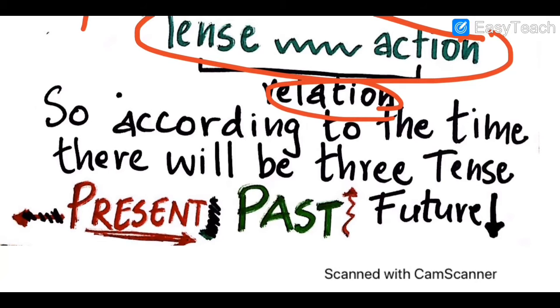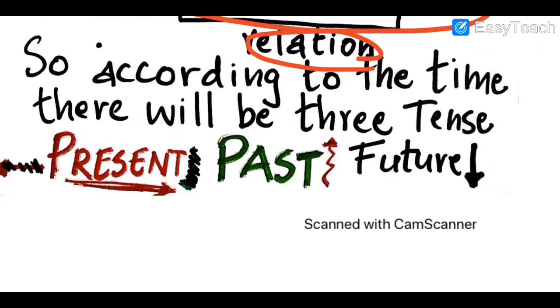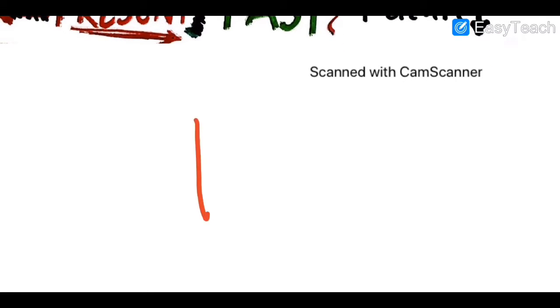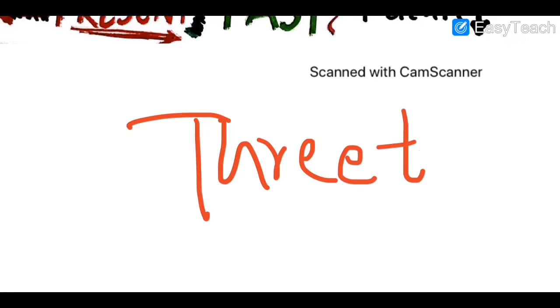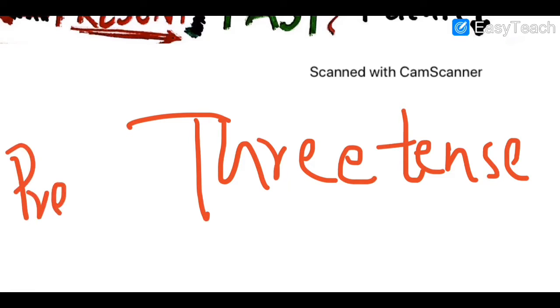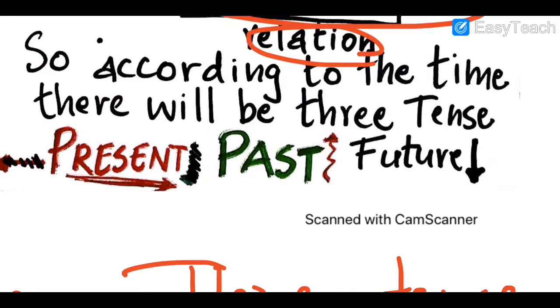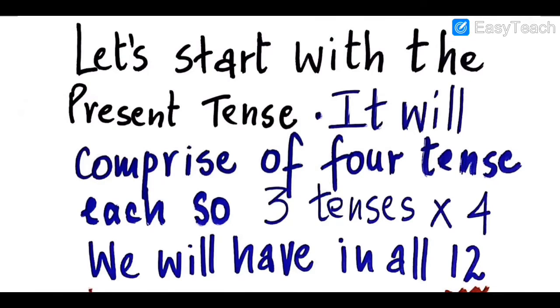According to this action and the time when this action is done, we have 3 tenses. How many tenses will we have? 3, and they are what? Present, past and the future tense. Now let's start with the present tense. Just before I start, I want to tell you, there are 3 tenses: present, past and future.